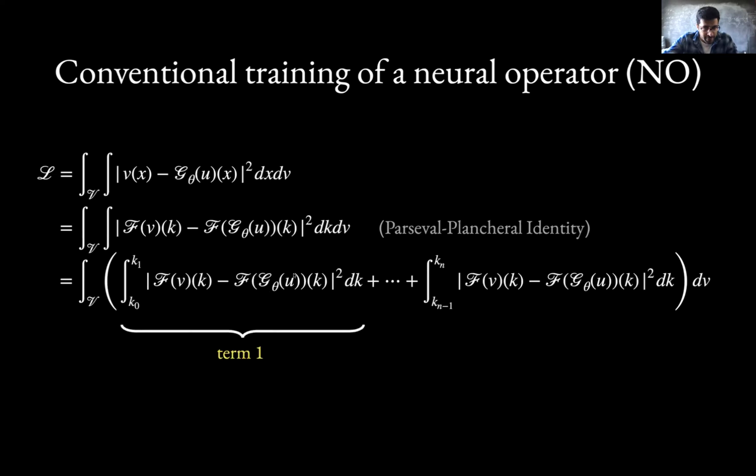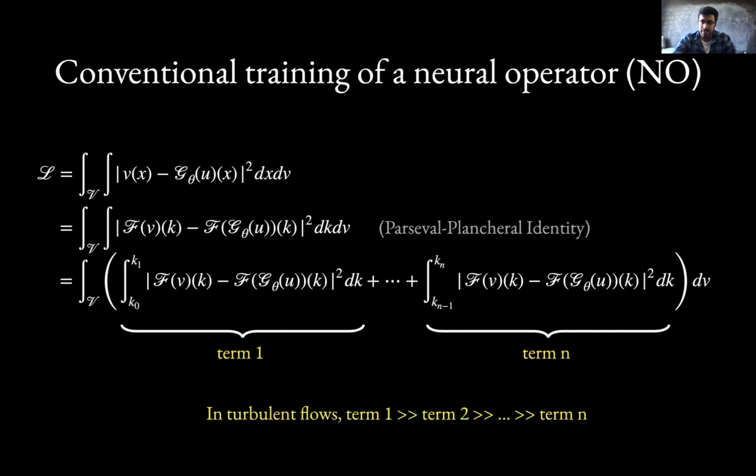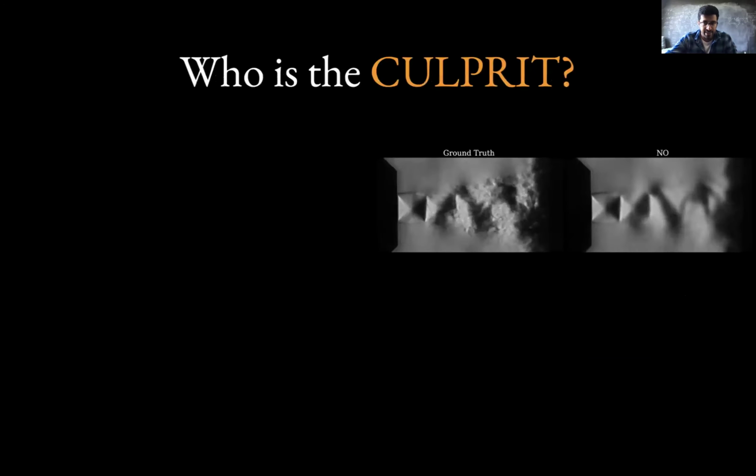Now, let me call the first term, which is the integral in the frequency domain from k0 to k1, term 1, and this as term 2. So when we are dealing with systems like turbulent flows that exhibit a slowly decaying energy spectrum, term 1 becomes much greater than term 2, which is much greater than term n, like in a logarithm.